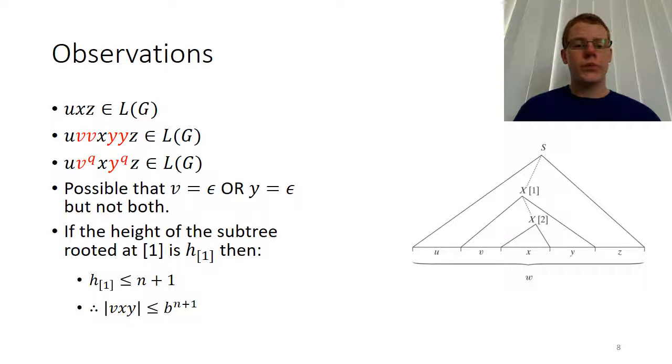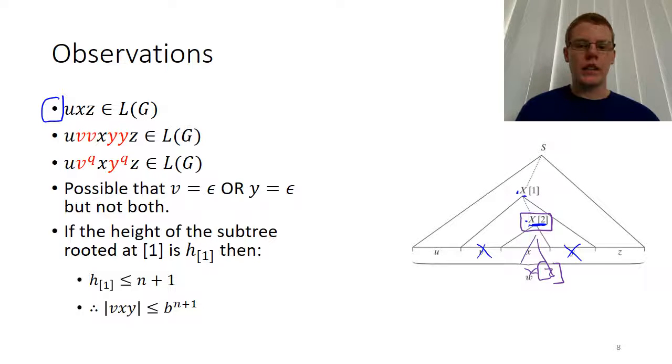We can make a few observations from this, and that is, we expanded X here and then here again, but because they're the same non-terminal, we could have just done the expansion up here, and then we would never have gotten the V and Y. So that means that this statement is true, that U, x, Z must be a string in the language. We also know that when we get down here to X2, we could have used the same expansion that we did before at X1. So we could have done that again and then come down to another X2.